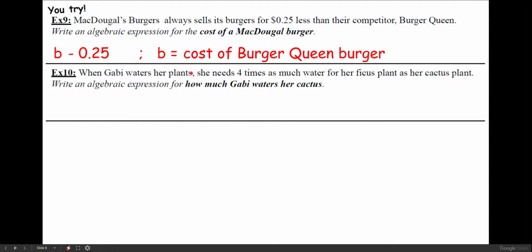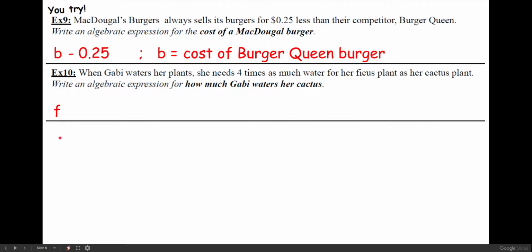When Gabby waters her plants, she needs 4 times as much water for her ficus plant as her cactus plant. So the cactus does not take as much water. Write an algebraic expression for how much Gabby waters her cactus. Well, do we know how much she waters her cactus? No. We know that it's 4 times less than her ficus, and we don't really know how much she waters her ficus either. But if we do know how much she waters her ficus, let's say it's 4 gallons or 8 gallons or 12 gallons, she waters that 4 times more than her cactus.